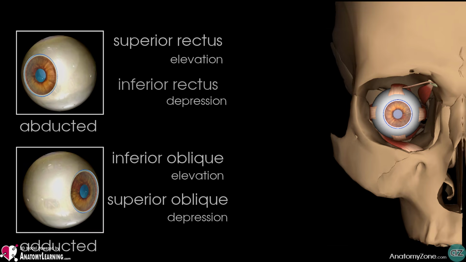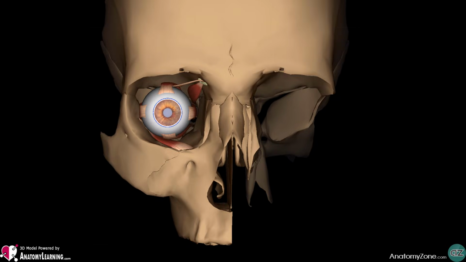Also, as you can see, there are several muscles which produce the same movement. The main abductor of the eyeball is the lateral rectus muscle, but this movement will also be assisted by the superior and inferior oblique muscles. So that's the anatomy of the extraocular muscles.